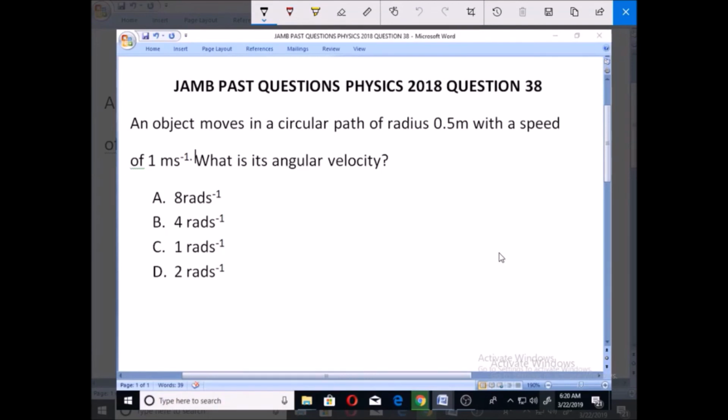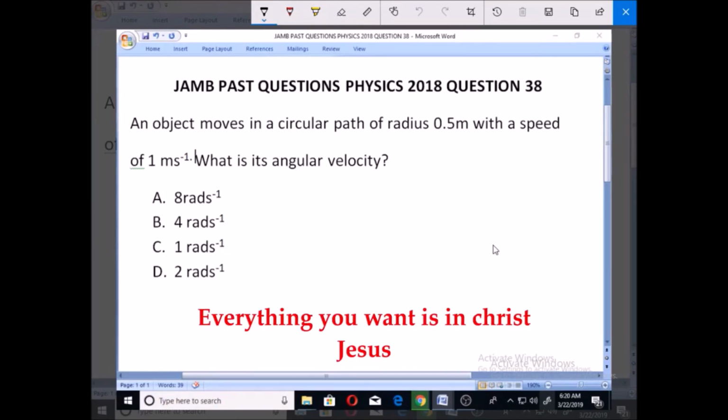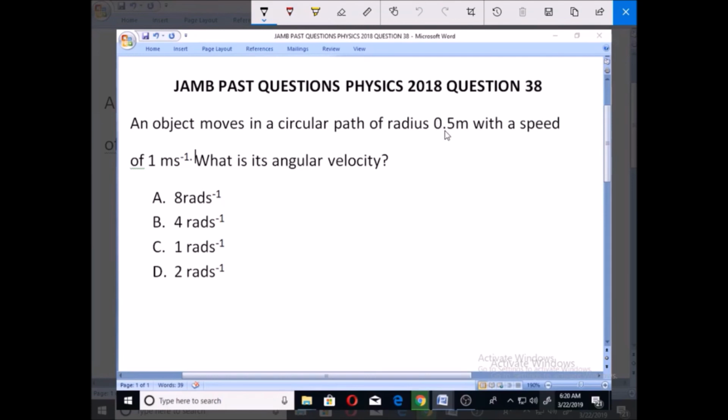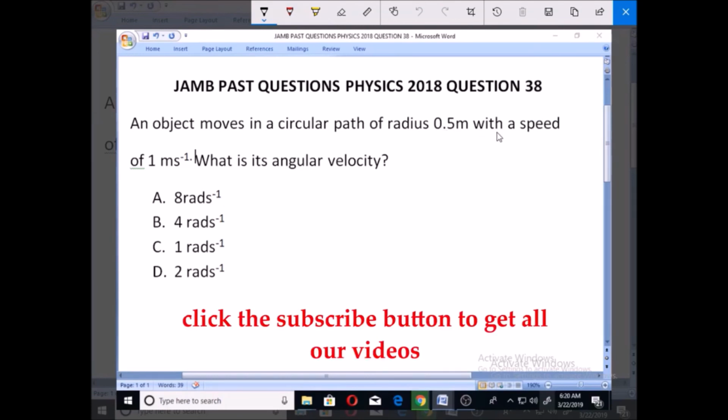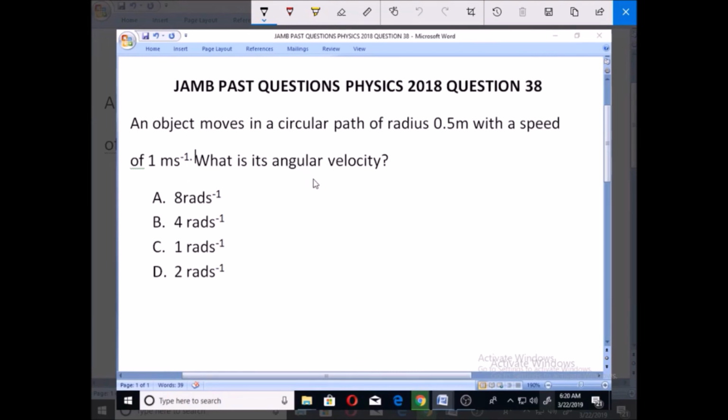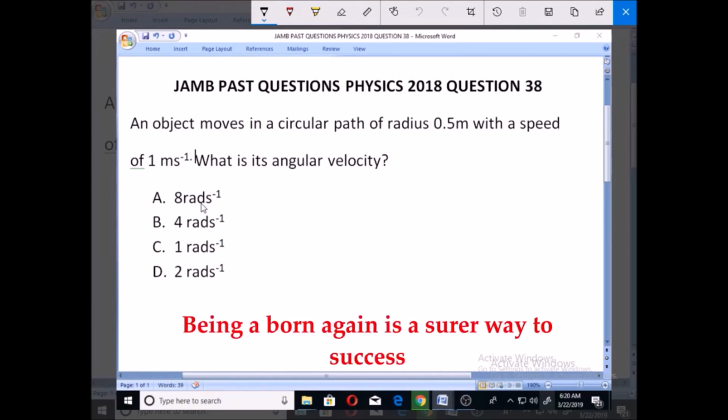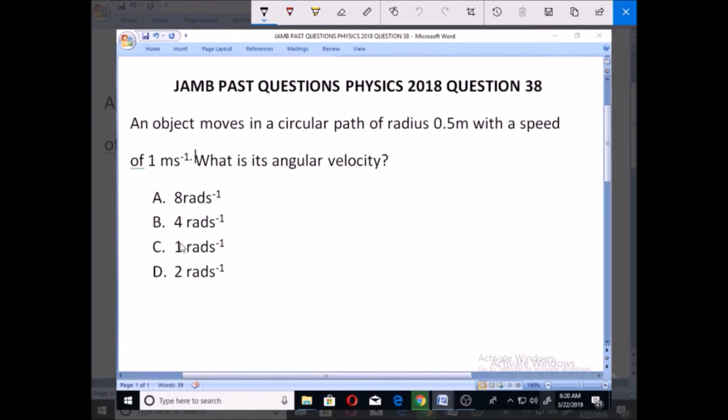Look at this question number 38 for JAMB Past Question Physics 2018. An object moves in a circular path of radius 0.5 meters with a speed of 1 meter per second. What is the angular velocity? A. 8 rad per second. B. 4 rad per second. C. 1 rad per second. D. 2 rad per second. So how do we go about solving this?